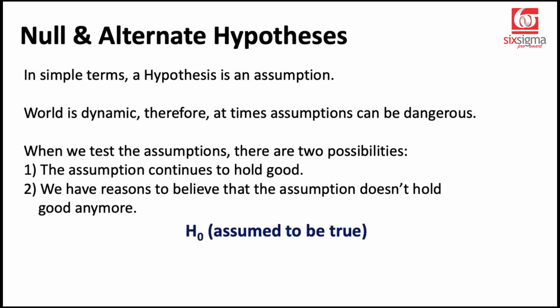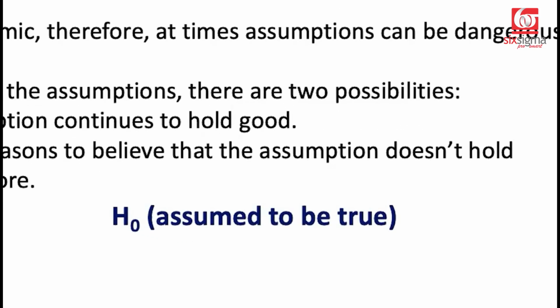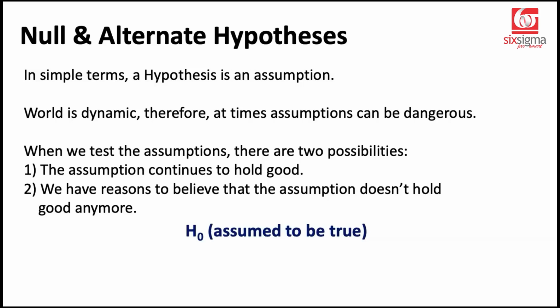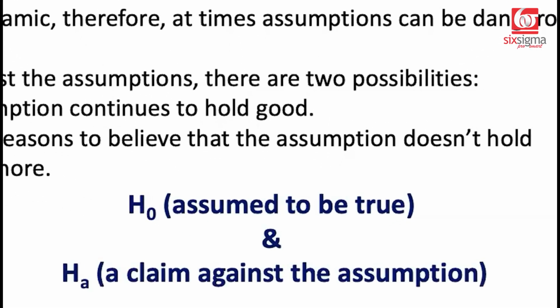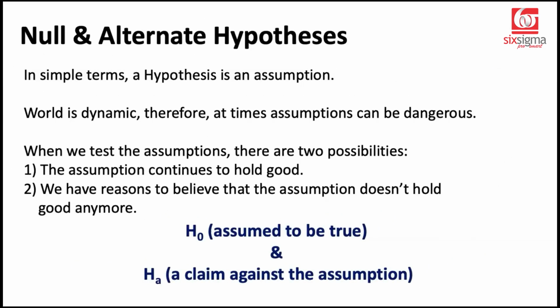So the null hypothesis, as denoted by H0, is the prevalent belief. It's assumed to be true unless there is evidence against it. It's also called the status quo, the prevalent belief, and it's assumed to be true. Now, the second possibility is the alternate hypothesis, which is represented as H1 or H sub A. It's a claim against the assumption. So it's an assertion. It's essentially challenging the status quo. It's saying, no, we have reasons to believe that there is a deviation. Let's understand this with the help of some examples.